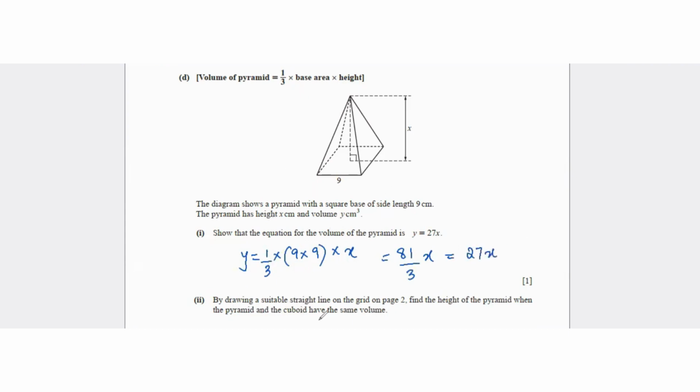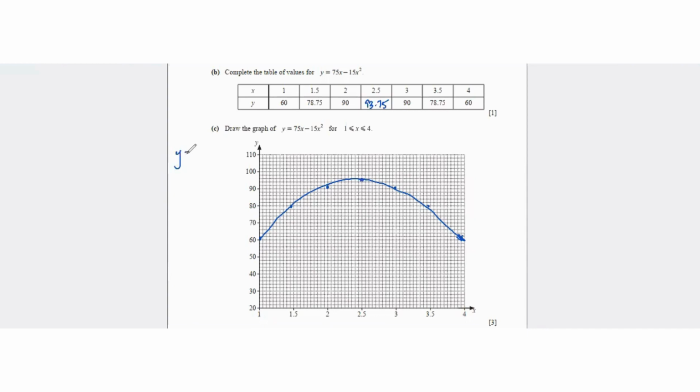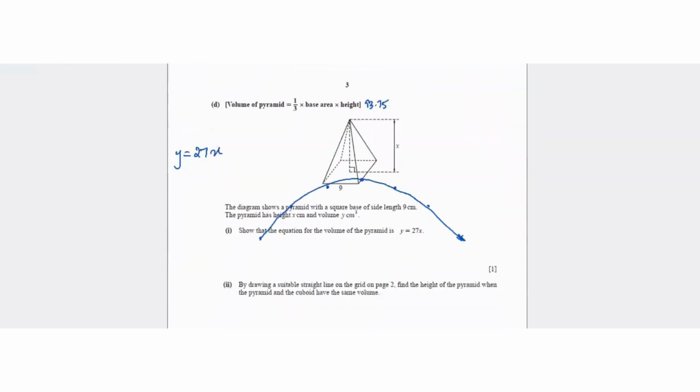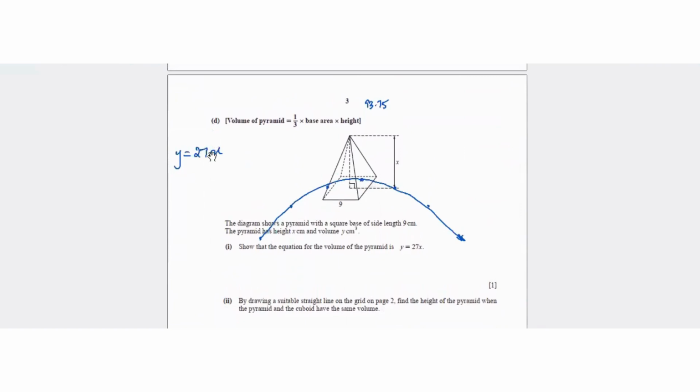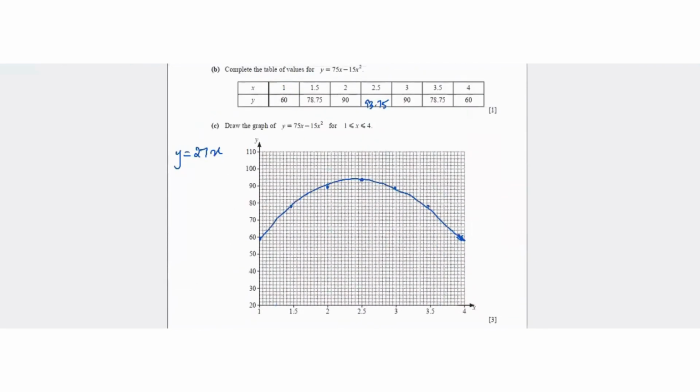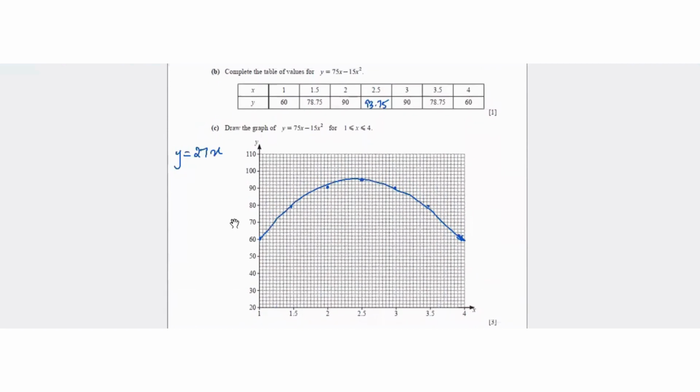Then by drawing a suitable straight line on the grid on page 2, find the height of the pyramid when the pyramid and the cuboid have the same volume. So we go back to the graph that we have just sketched. So y equals 27x, and they want us to sketch that and see where the height is, when the pyramid and the cuboid have the same volume. So that means the y value has to be the same.